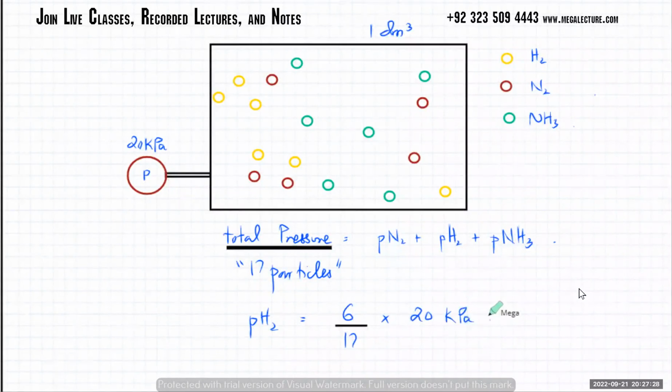Okay, find the percentage, like how many particles do you have? What is 6 over 17? What do you get for this? If you do 6 over 17, that's going to be percentage wise. How many H2 particles do you have? The decimal is 0.35. Percentage wise is 35%, right? Like 35% of the container is H2, right? So that means H2 will be exerting 35% of this pressure. Is that clear?